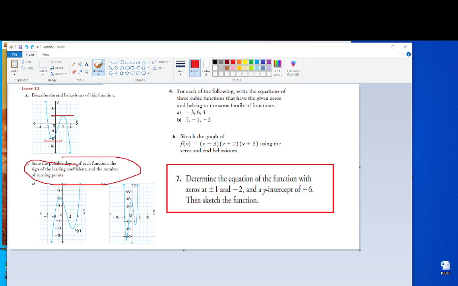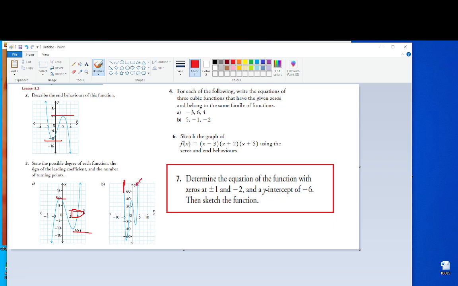State the possible degree of each function, the sign of the leading coefficient, and the number of turning points. This has clearly got 2 turning points and 3 x-intercepts. Therefore, it's a cubic. Since it all starts in quadrant 3 and ends in quadrant 1, it has a positive leading coefficient.